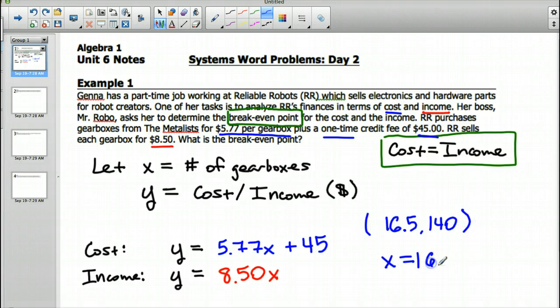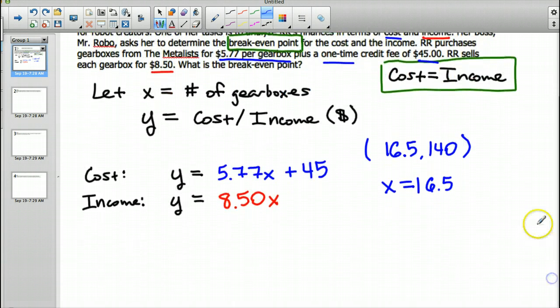Well, we can't make half a gearbox, okay? We can't sell half a gearbox, so we're going to round that up to the nearest whole. And we'll say that the company needs to sell 17 gearboxes in order to break even.